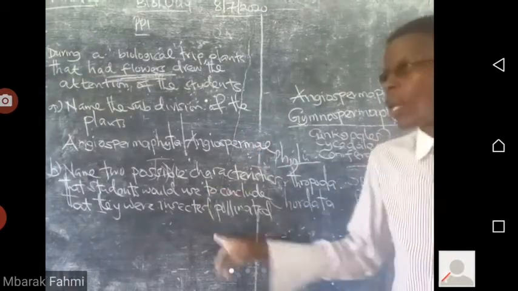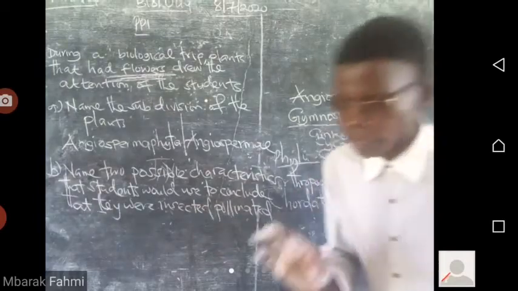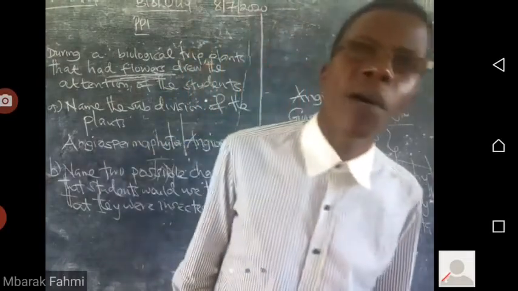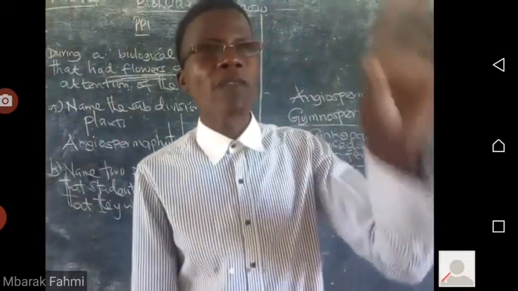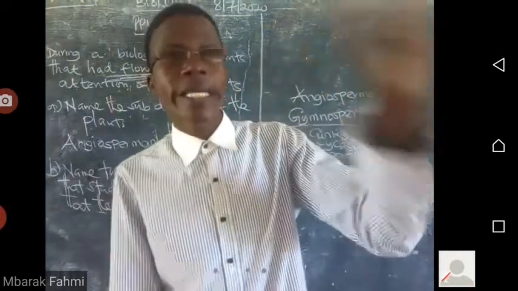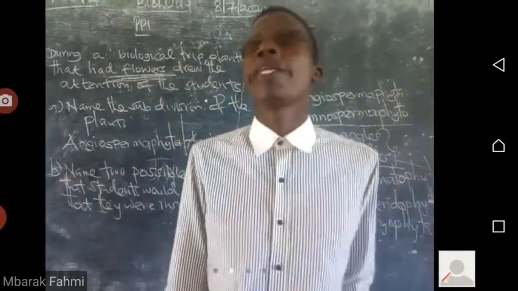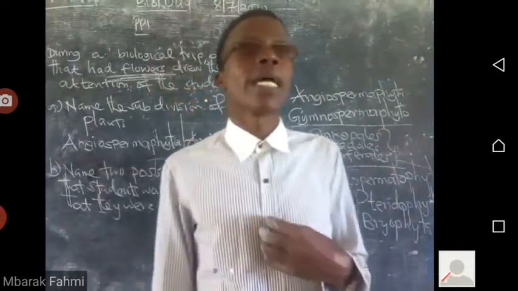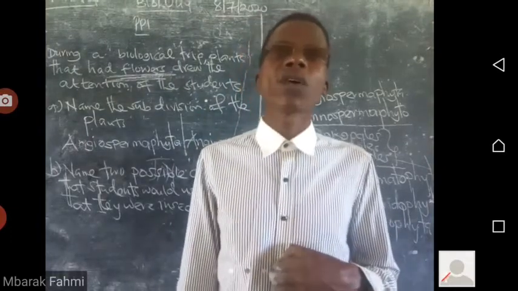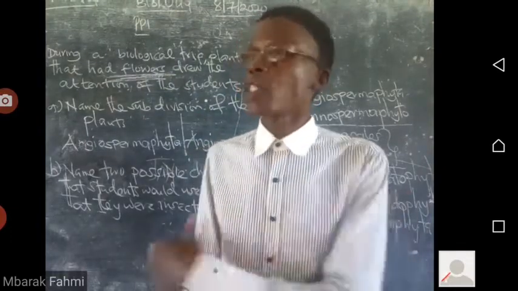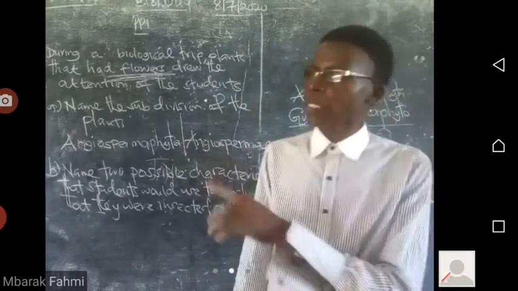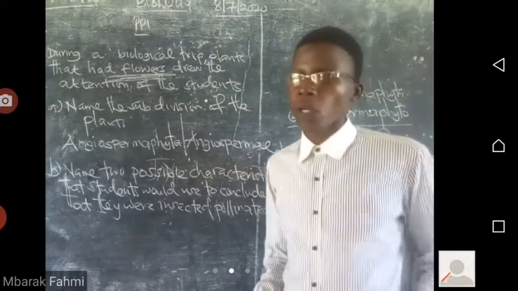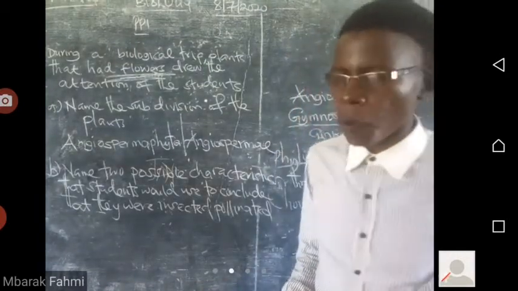So in short, a student here is asked about the characteristics of insect pollinated flowers. We call them entomophilous flowers. Remember, we have two types of pollination: insect pollination and wind pollination. The insect pollinated flowers are known as entomophilous, and the wind pollinated flowers are called anemophilous. So here the student is asked about the characteristics of insect pollinated flowers. What are some of the characteristics?